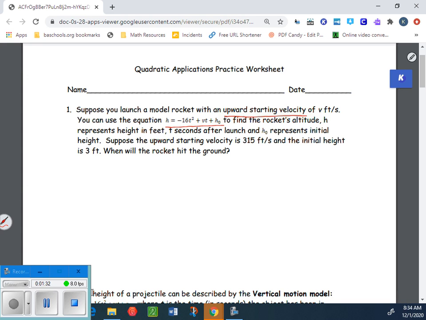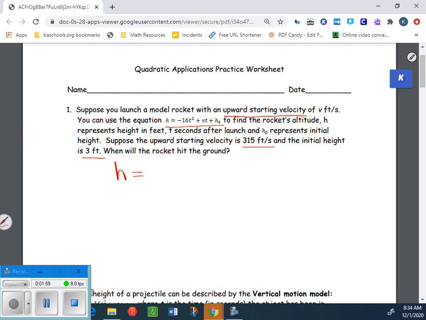If it's launched right on the ground, it'd be a starting height of 0. If it's launched on a little table that's 3 feet above the ground, that type of thing is your initial height. So suppose the upward starting velocity is 315 feet per second, and the initial height is 3 feet. When will the rocket hit the ground? The first thing we have to do is substitute in the information that we know and write our quadratic model.